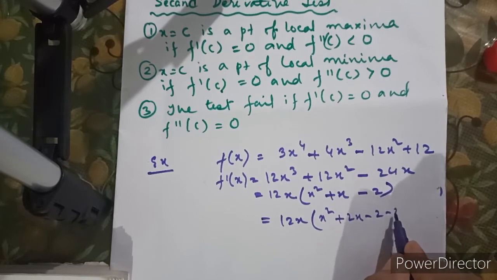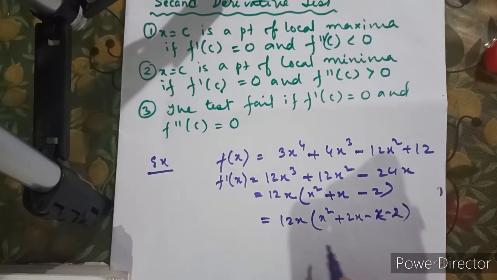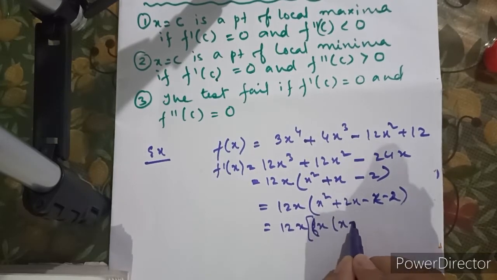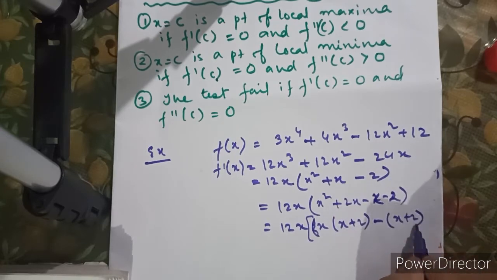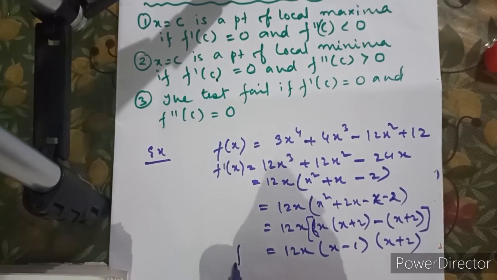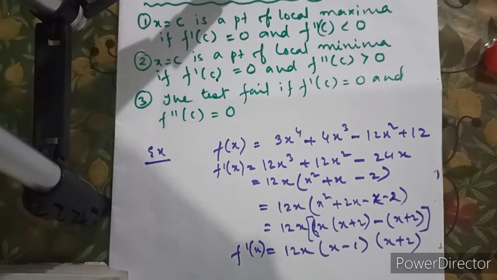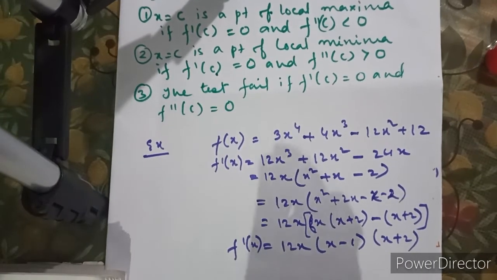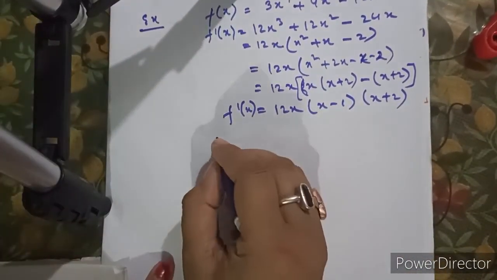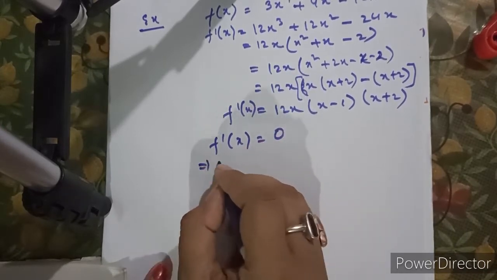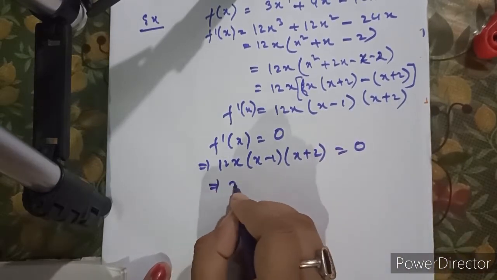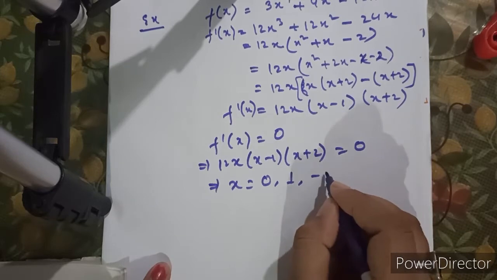So let me split it up to make it small. If we can make the function small, then it is easy for us to find the values. So this is our f dash x. Now you have to compare this function with 0 to find the points. When I compare f dash x with 0, that means 12 times x, (x minus 1), (x plus 2) equals 0. That means the x value is either 0 or 1 or minus 2.